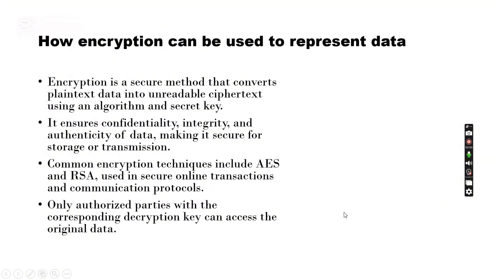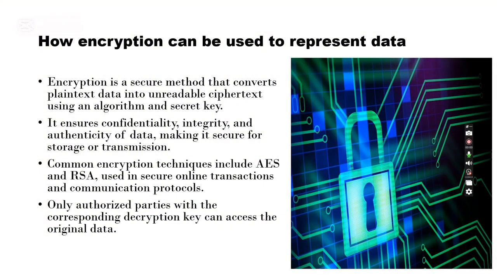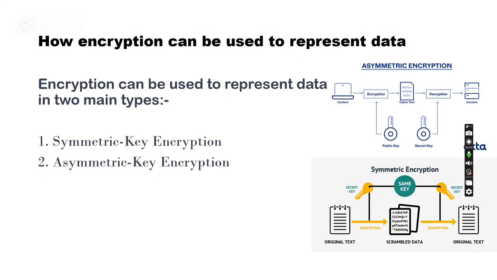How encryption can be used to represent data. Encryption is a secure method that converts plain text data into unreadable ciphertext using an algorithm and secret key. Encryption can be used to represent data in two main types: symmetric key encryption, asymmetric key encryption.